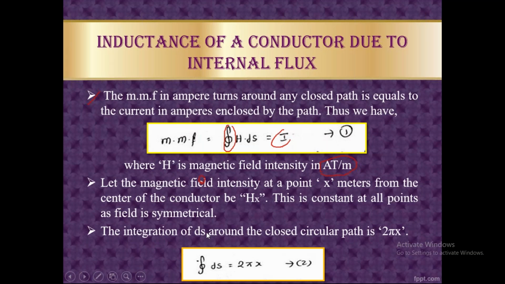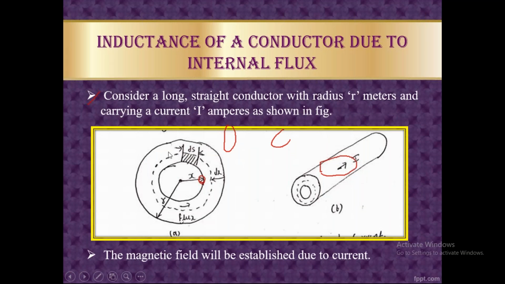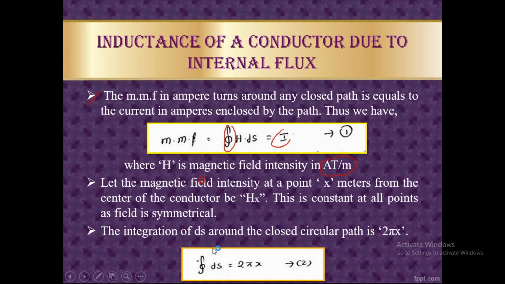Now, the integration of ds around the closed circular path is 2 pi x. How it came is, see here, I'm taking the circumference of this flux linkage. This is a circular path, and the circumference formula is 2 pi r. But r is the radius, right? So here I'm considering the internal radius x. That's why the closed loop integration of ds equals 2 pi x. So this is the circumference of the inner circle, and it is equation 2.